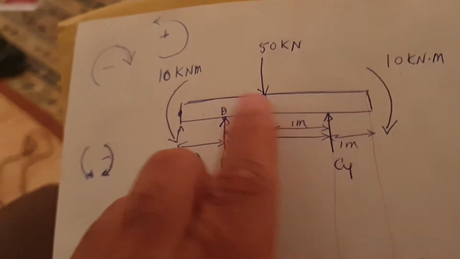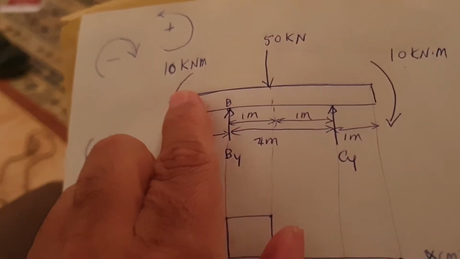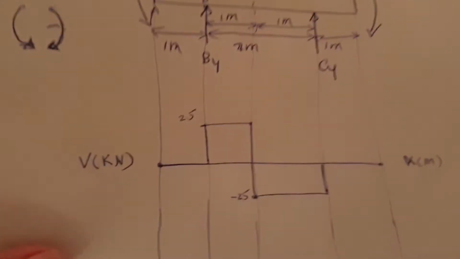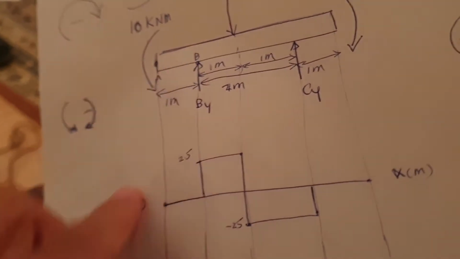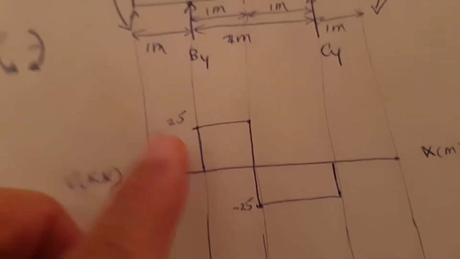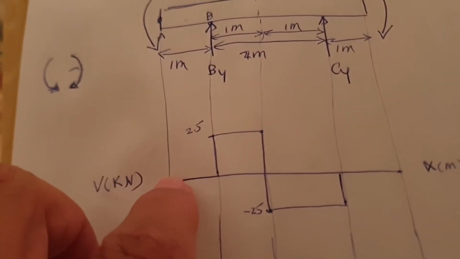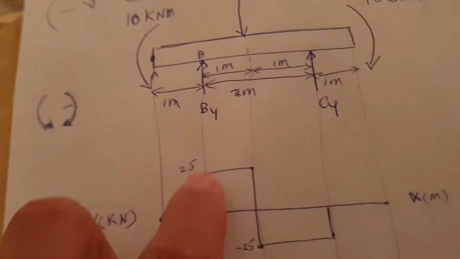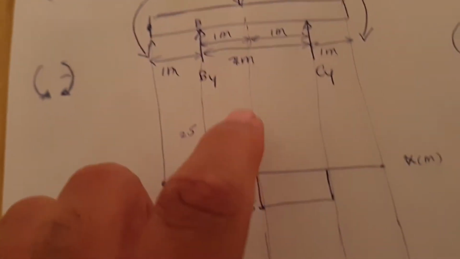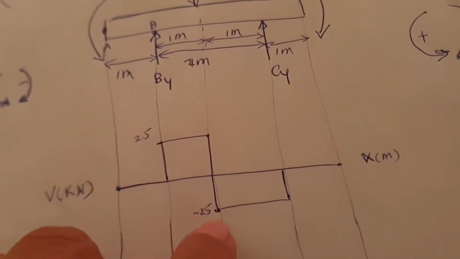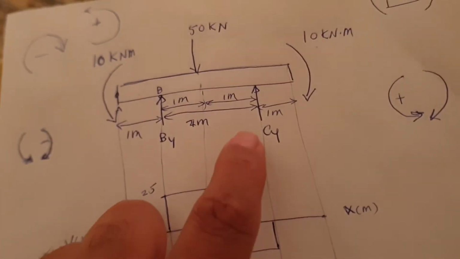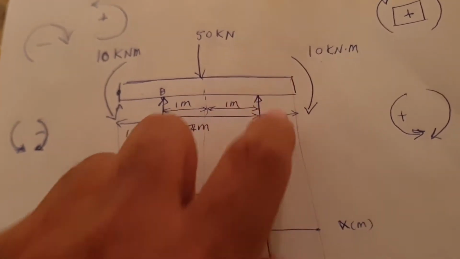Since the moments cancel out, the 50 load splits into 25 and 25, because you can see they have the same dimensions. Now for the shear, V in kN versus x in m. There's no loading here, so it's 0. Then By is 25, and there's no loading here, so it's constant. Then it goes 50 down, so 25 minus 50 is minus 25. There's no loading here, so it's constant at minus 25. Then Cy of 25 brings it back, and here there is no loading, so 0.